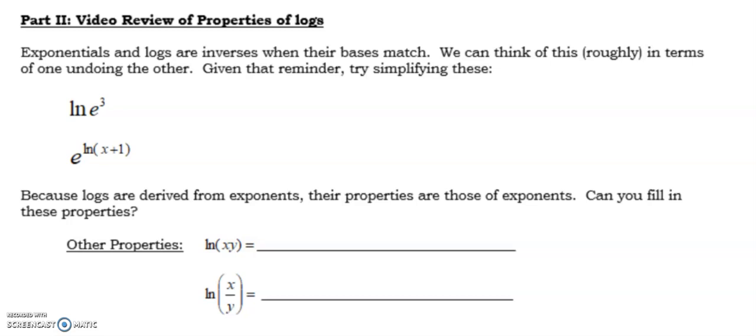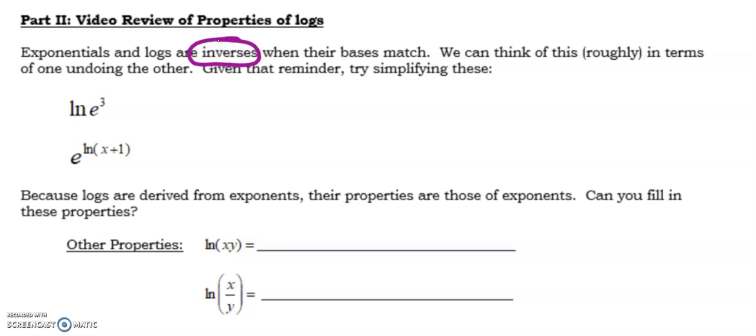All right, part 2, a video review of the properties of logs. These are going to be essential to us when we start working on the derivatives of functions that include logarithms. So exponentials and logs are inverses of each other when their bases match.